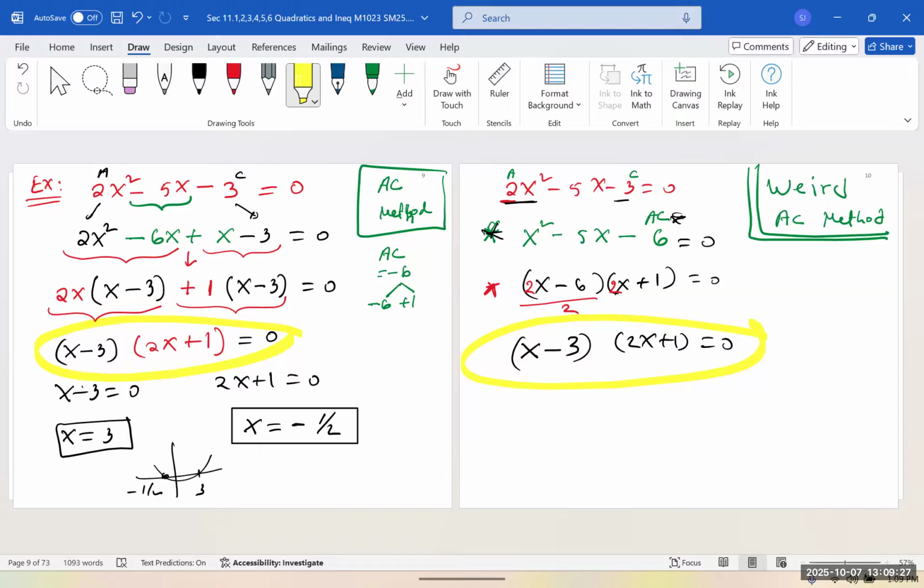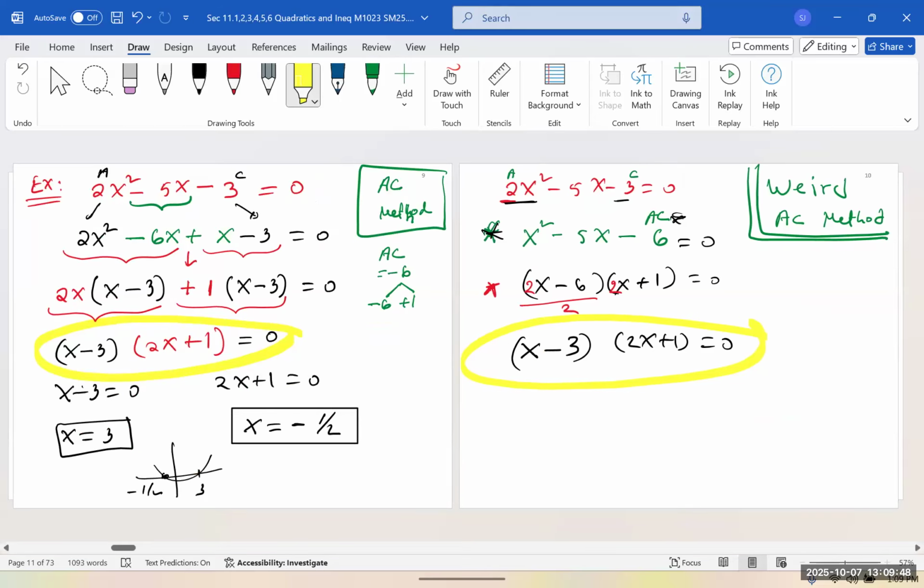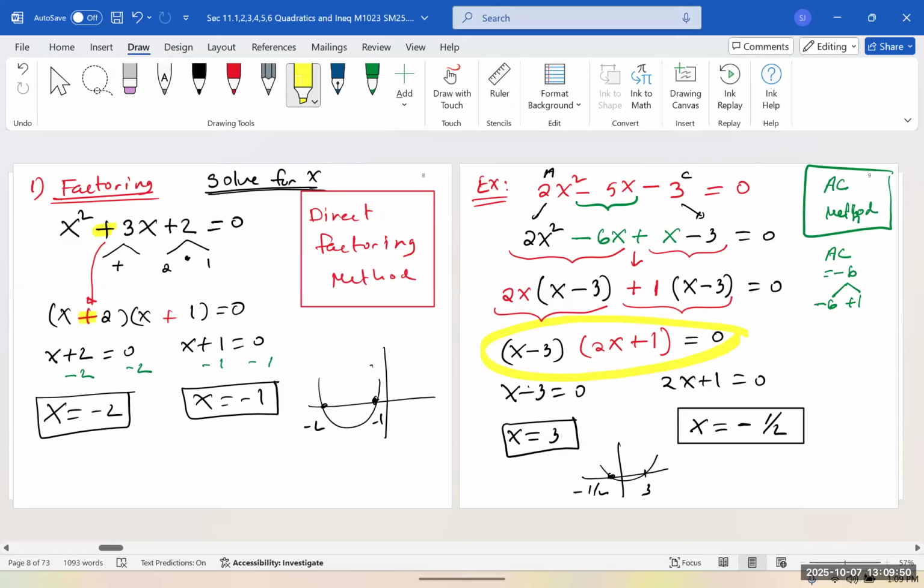For me, as long as you do it correctly, it doesn't matter. But the weird one is weird, so not every instructor will accept that. It's weird. But anyway, it's not that bad. It's just kind of weird. That's it. So that's why you like factoring, because factoring is easier, especially direct factoring. And for the AC method, you have to work on it.